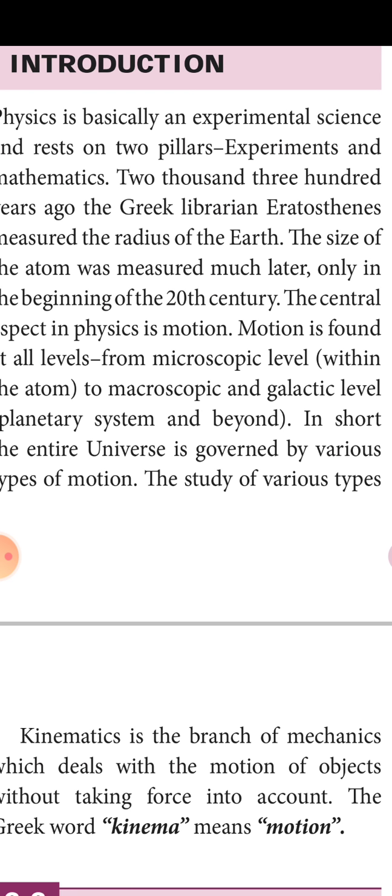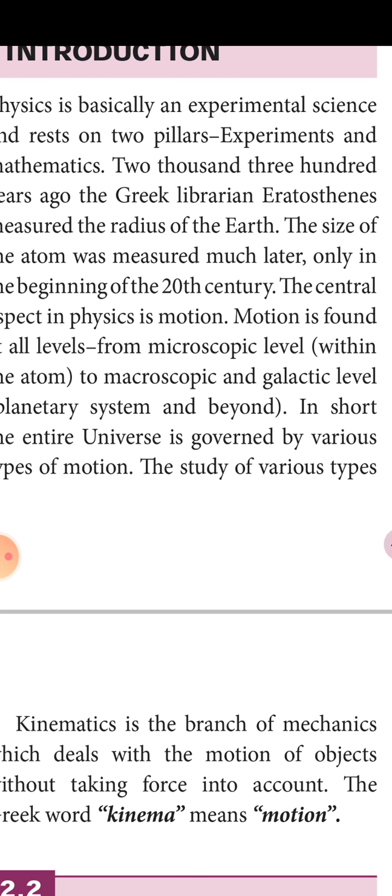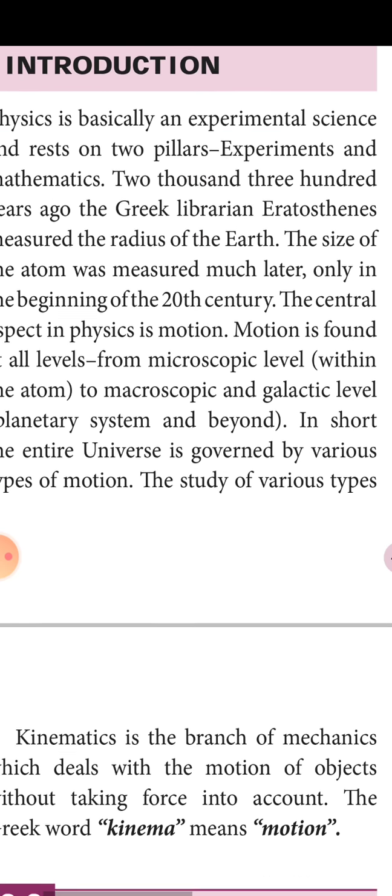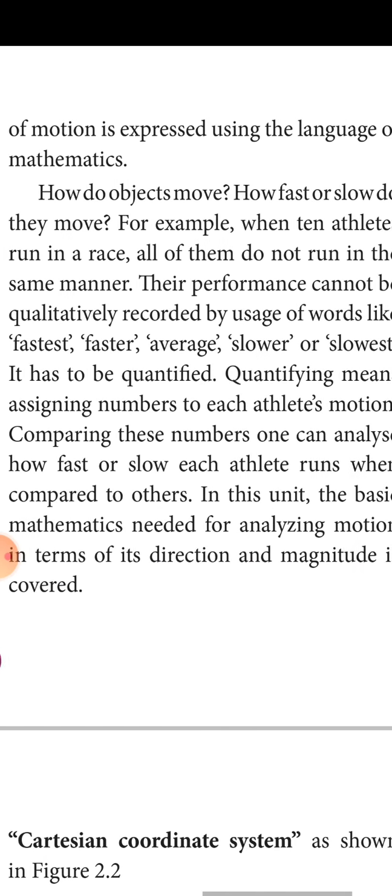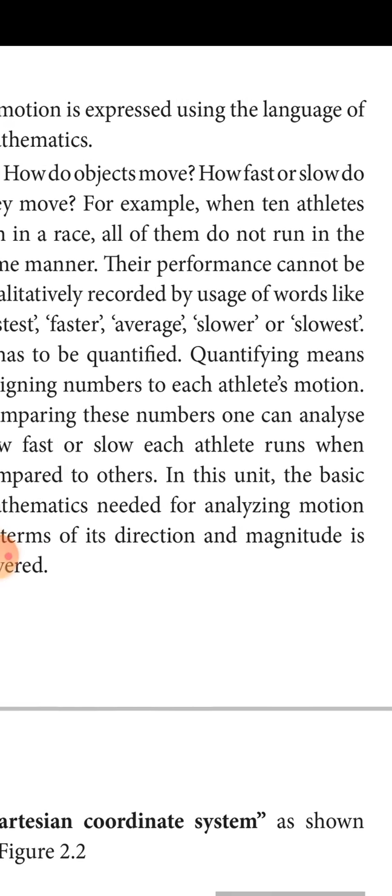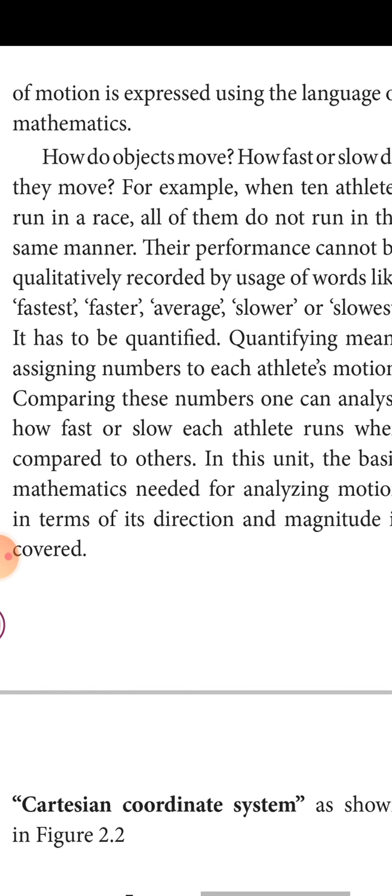Motion is found at all levels, from the microscopic level, which means within the atom, smaller in size, to the macroscopic and galactic level, which means the planetary system and beyond, implying larger in size. In short, the entire universe is governed by various types of motion. The study of various types of motion is expressed using the language of mathematics.